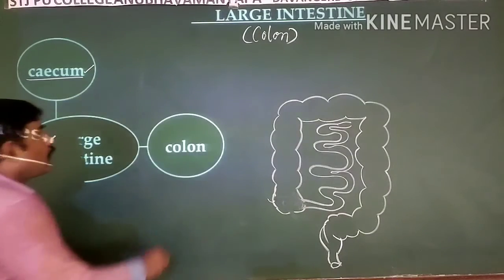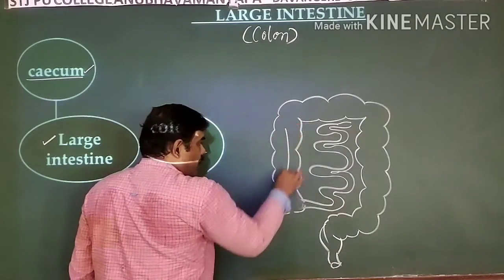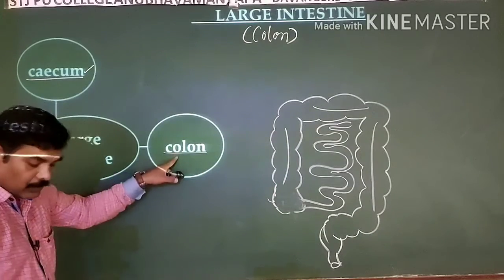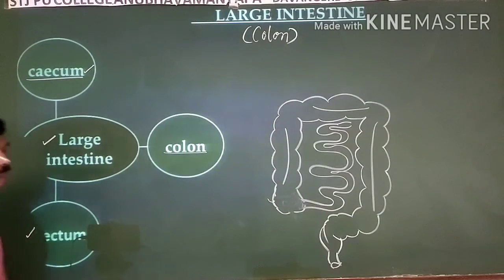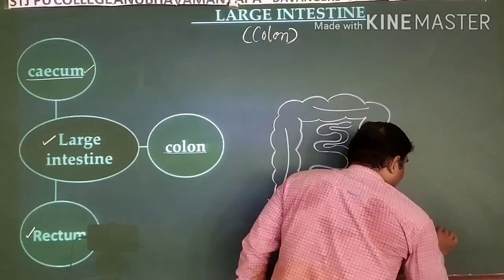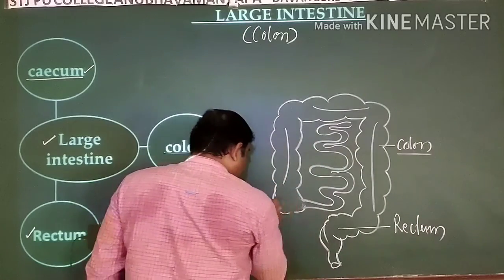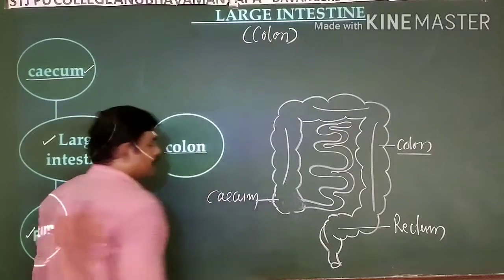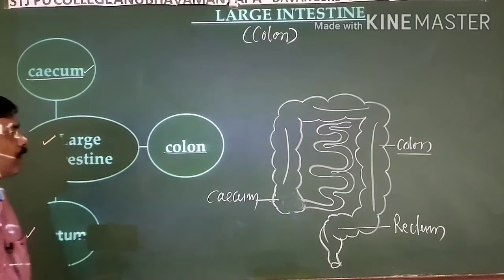Whereas the second one is known as the colon. There you can see the rest of the part. This total part of your large intestine is known as the colon. Whereas the third part includes the rectum. This is nothing but the rectum. This complete portion is the colon, and this particular part is the cecum. Let us see about each part in detail and the characteristic features of each one.